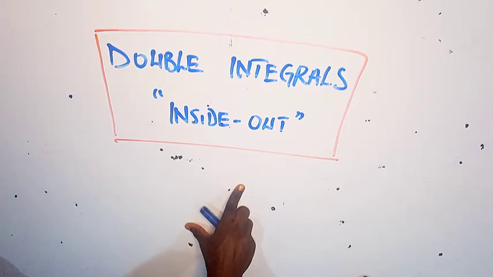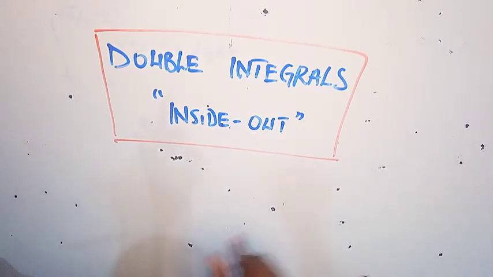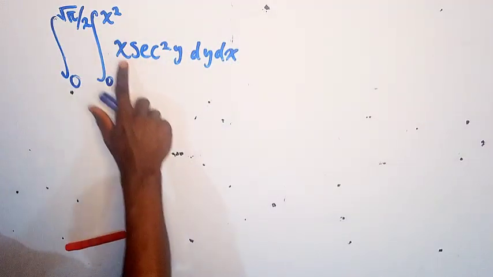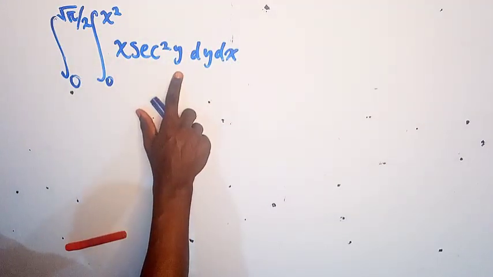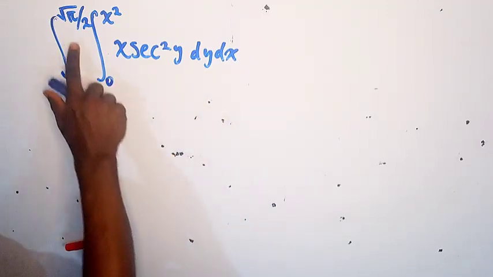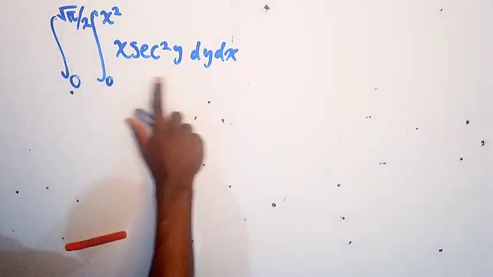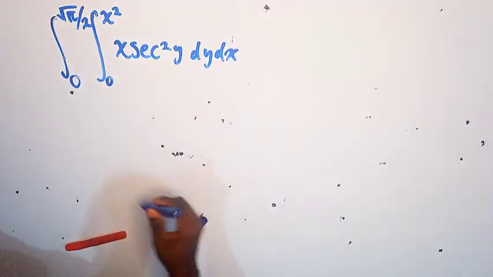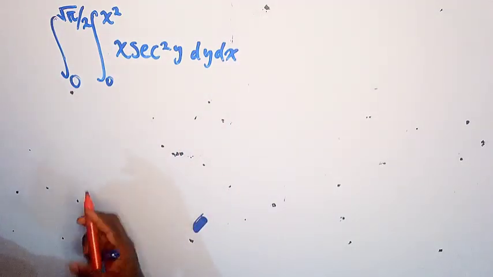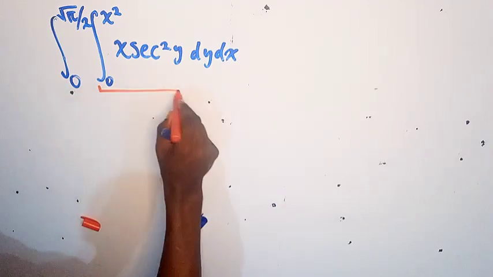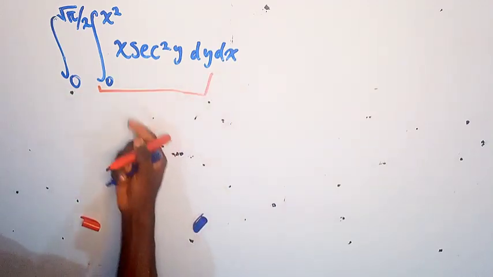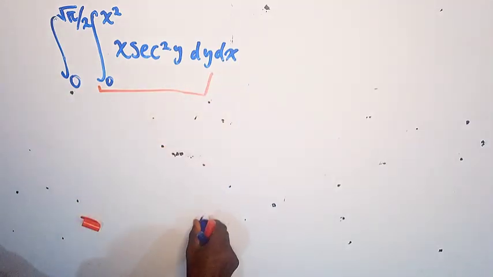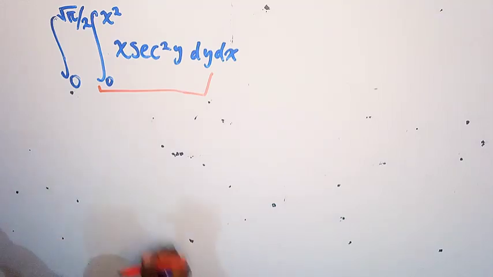Alright, so let's just go right into it. So we have the integral from 0 to x squared of this function, dy, and then the integral from 0 to square root of pi over 2 of the whole of this dx. You should notice that from here to here is with respect to y, and then after that we integrate with respect to x. So we're just going to start off as it is given.